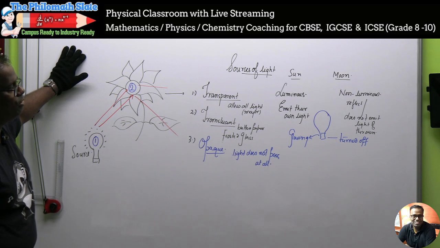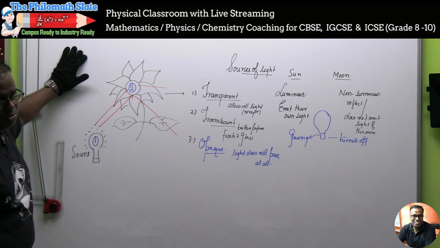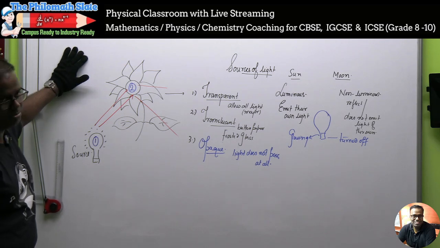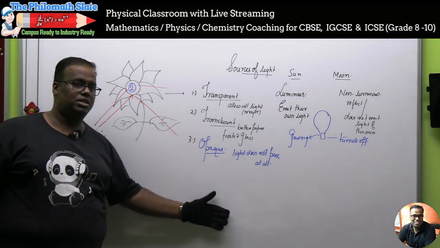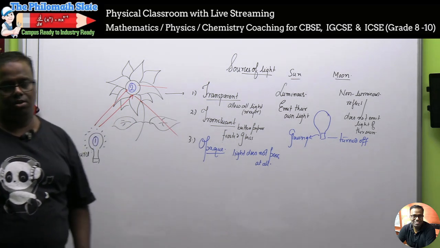Then comes, what are the sources? Sources of light can be of two types, luminous and non-luminous. Luminous are those sources which produce light on their own, and non-luminous are those which do not produce light on their own, they reflect. There are some examples which under certain circumstances can be luminous, sometimes non-luminous. Objects are classified under three categories: transparent, translucent and opaque.